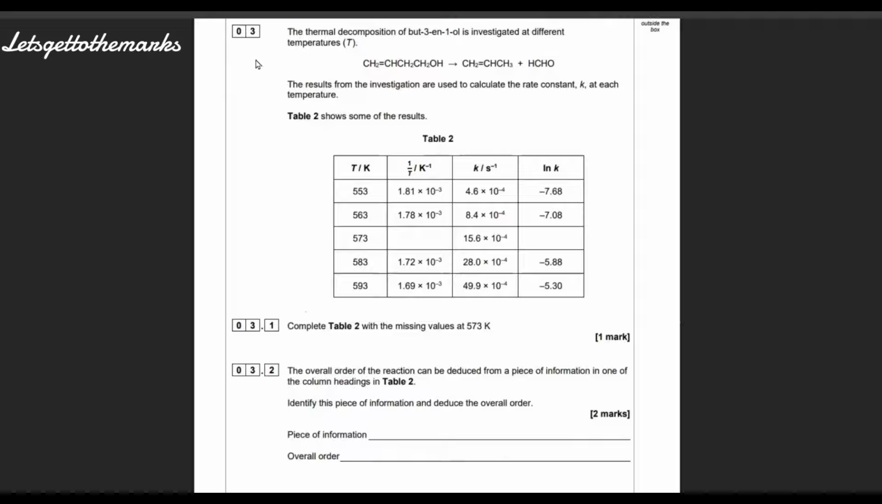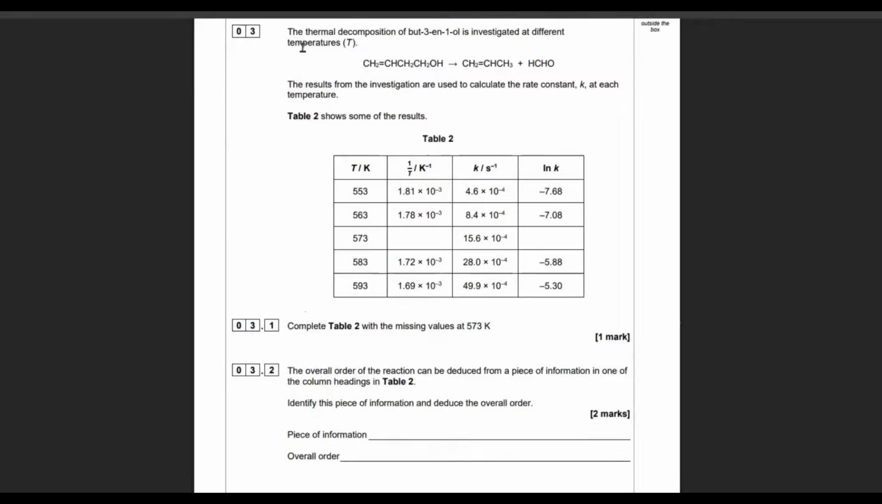All right, welcome to Let's Get to the Marks. I'm going through an Arrhenius equation question for A-level chemistry. So what I suggest you do is have a read of this question, press pause on the video, have a go at answering these parts, and then unpause and watch my explanation.